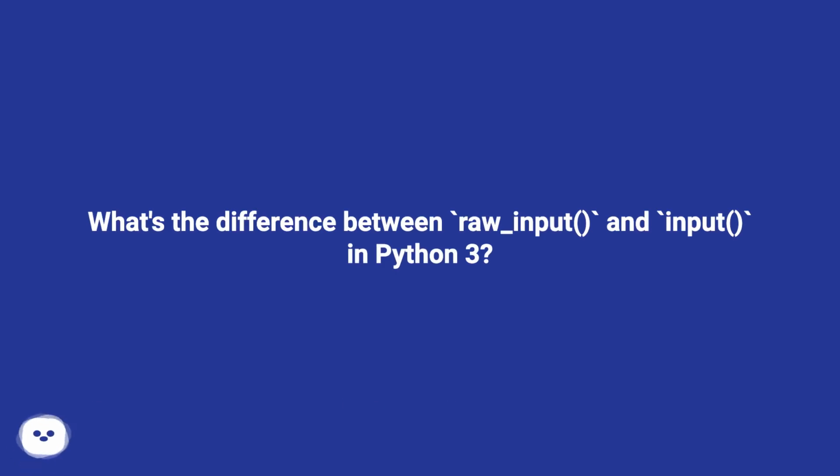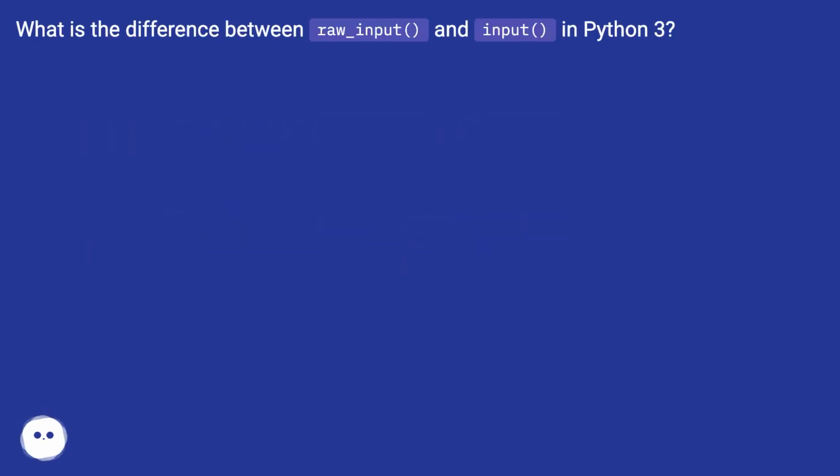What's the difference between raw_input and input in Python 3? What is the difference between raw_input and input in Python 3?